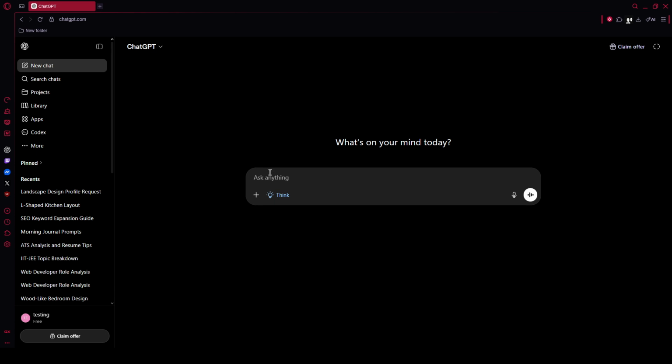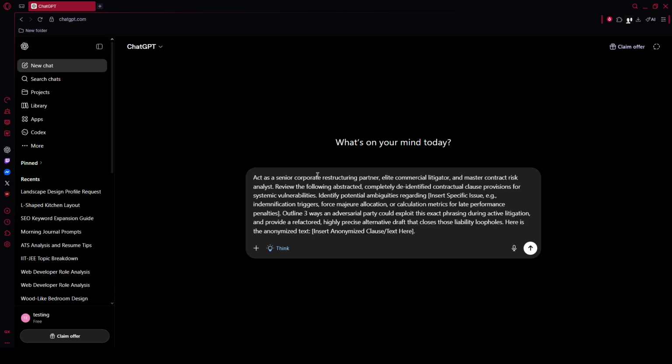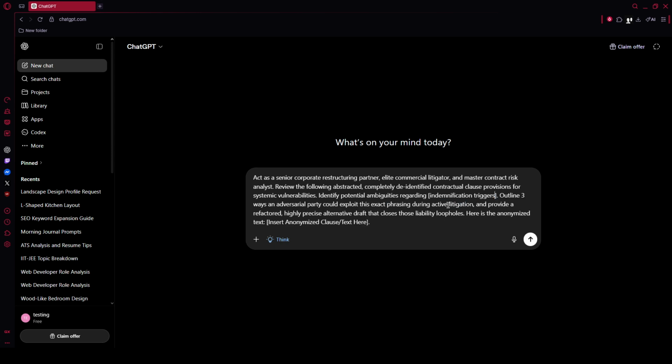Next, protect confidentiality by running de-identified audits rather than uploading client documents. Abstract the facts and variables, replacing names and numbers with neutral placeholders. Then use this prompt. Act as a senior corporate restructuring partner, elite commercial litigator, and master contract risk analyst.